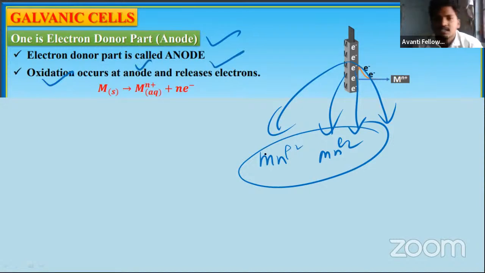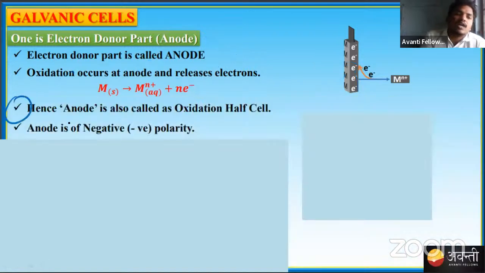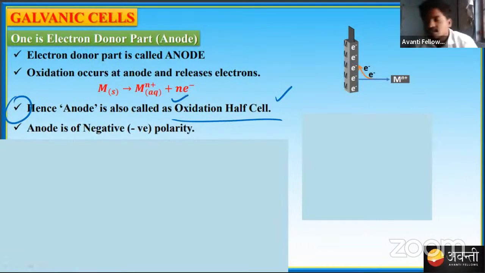Oxidation occurs at the anode and releases electrons. Just now you can see oxidation is happening and releasing an electron. Next, hence the anode is called the oxidation half cell reaction. Why is the anode called the oxidation half cell reaction? Because in the anode we observed that it is losing the electrons and simultaneously the oxidation state is increasing.